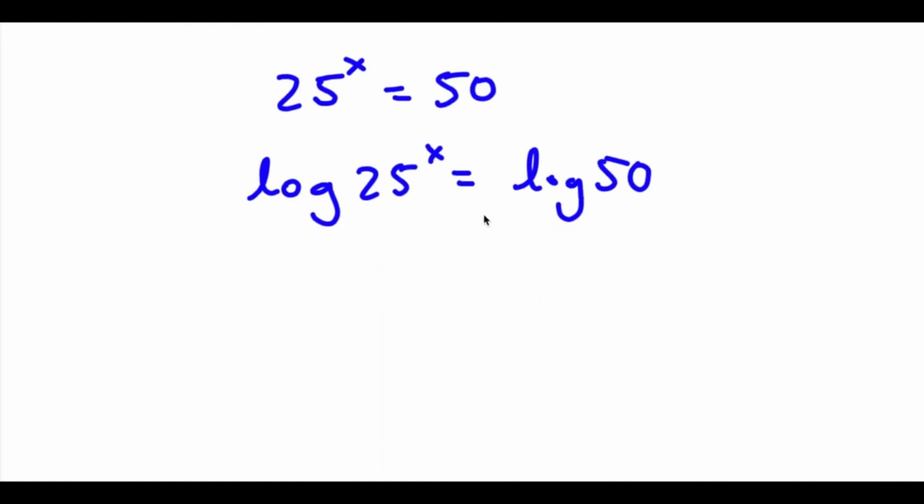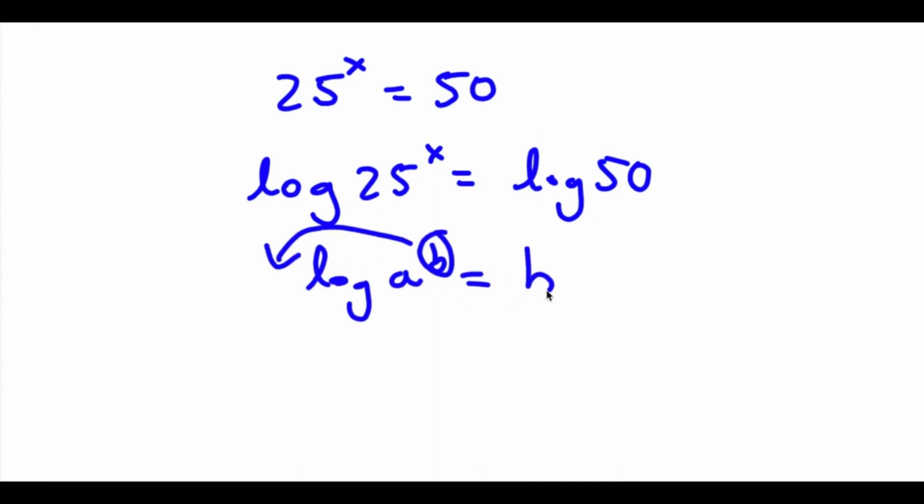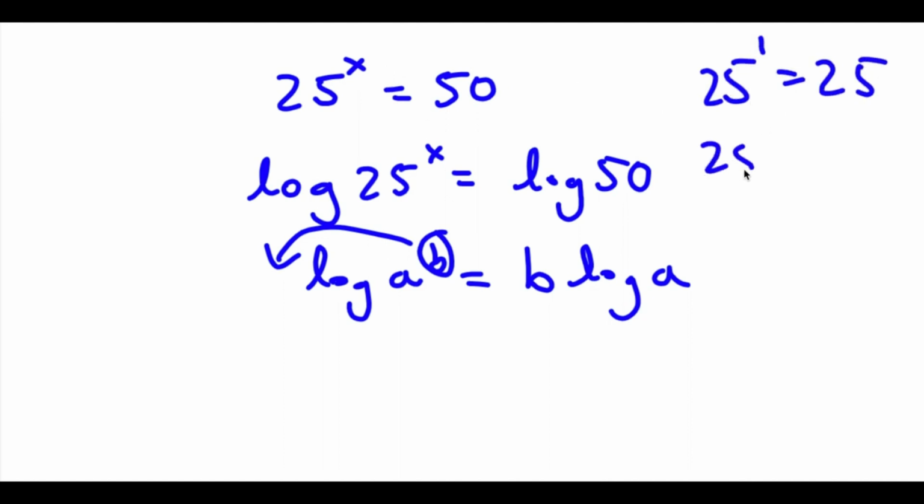Now an important property of logarithms is that if I have something in the form log a to the power of b, I can actually move this exponent b to the front of the logarithm. So this is going to equal b times log a. And why this property is so important is because we are trying to solve for the value of x here, right? So you have 25 to the power of x is equal to 50. And we know that x is actually going to be a decimal because x can't be a whole number. So 25 to the power of 1, this is 25, and 25 to the power of 2, this is 625. So we know the value of x is going to be between 1 and 2.